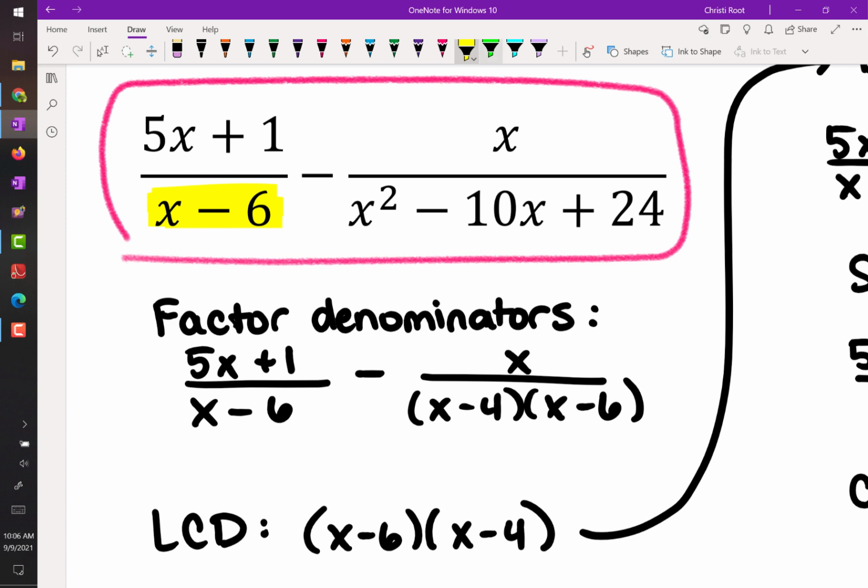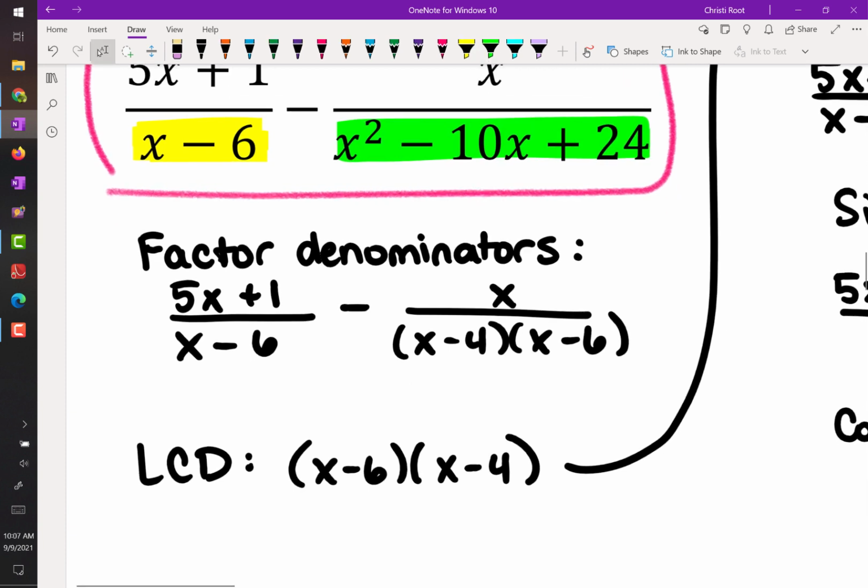But look at the second one, though. See how you've got 3 terms? Is this something that we could possibly factor? Yes, okay? So sometimes you will have to factor the denominators. So all I did is I just simply used trial and error, and I factored this trinomial into these 2. So that factors into x minus 4 times x minus 6.